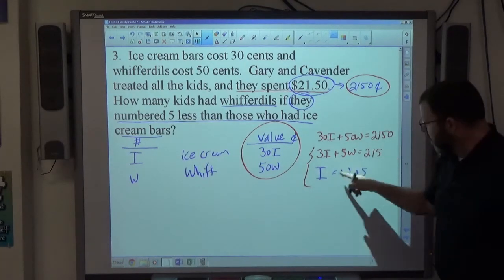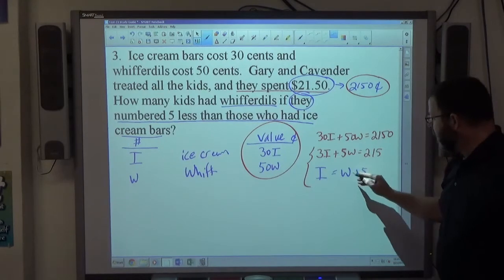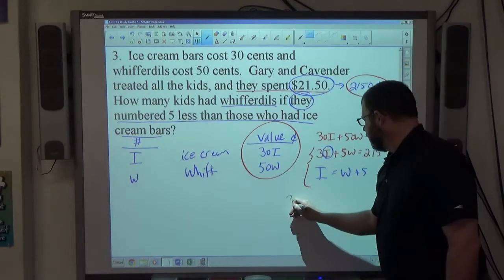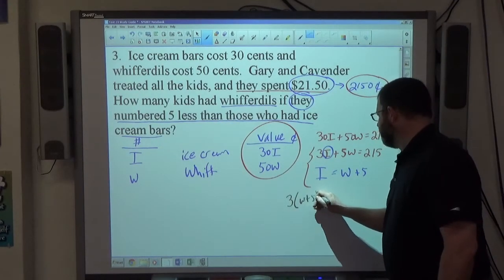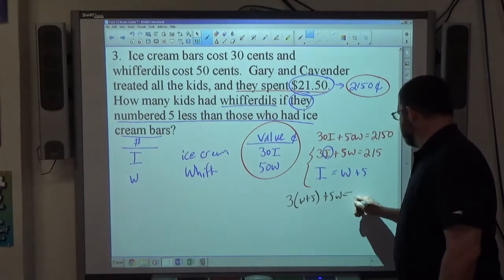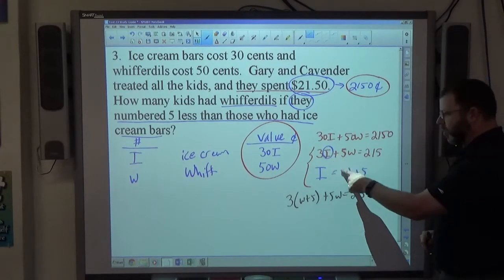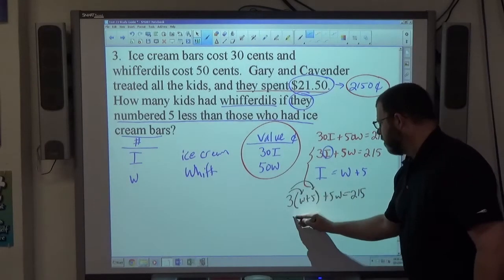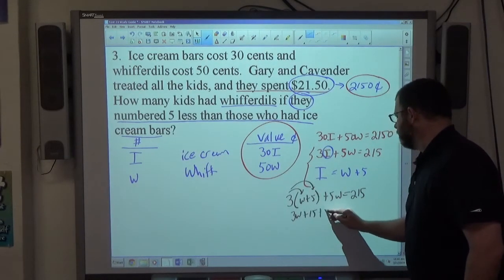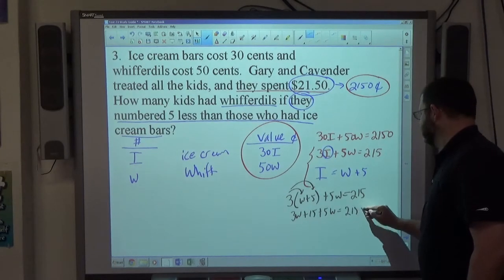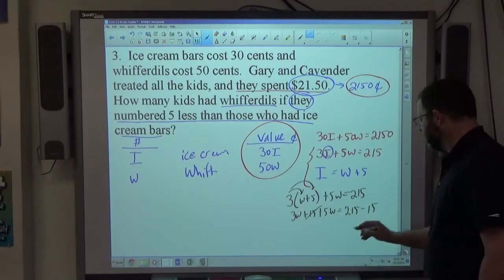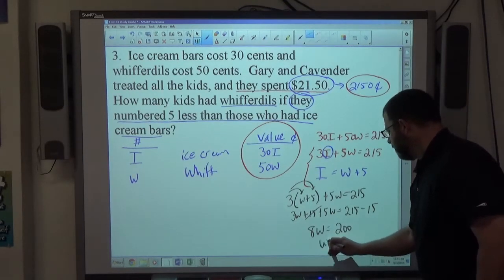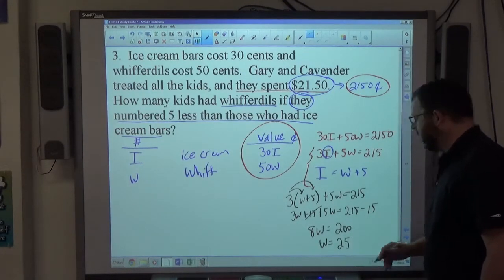So substitution set up here, I is equal to that, so this I can be replaced with W plus 5. So that gets me 3 times W plus 5, plus 5W is equal to 215. Replace one object with more than one object, use parentheses. Distributive property gets me 3W plus 15 plus 5W is equal to 215. Put the 15 over here, combine like terms, 8W is equal to 200. Divide by 8, we get W is equal to 25.